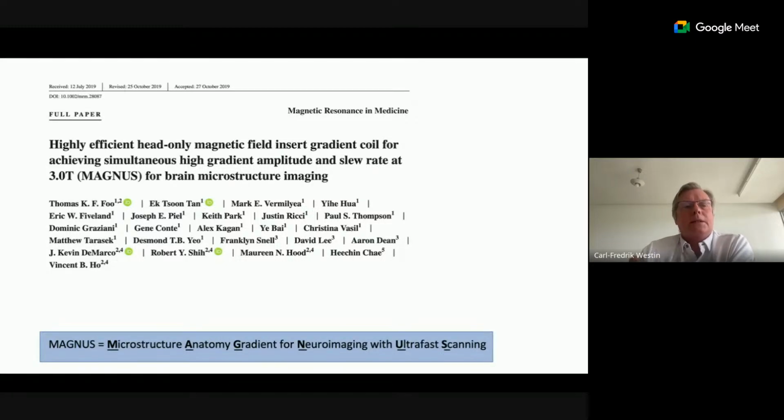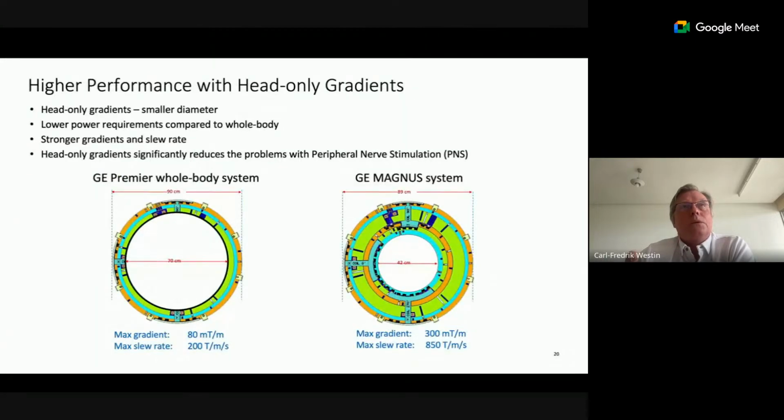Another head-only scanner is from GE. It's called the Magnus, and Magnus stands for Microstructure Anatomy Gradient for Neuroimaging with Ultrafast Scanning. What they did was take a regular GE Premier scanner. You have the gradient system on the left there, and they removed that system and put in this Magnus system. So it fits in a Premier scanner, but after you put it in, you only have a 42 centimeter bore size. This system has 300 millitesla, almost the same as the Connecton 2, a little bit lower, but it has higher slew rates, 850 instead of 600.